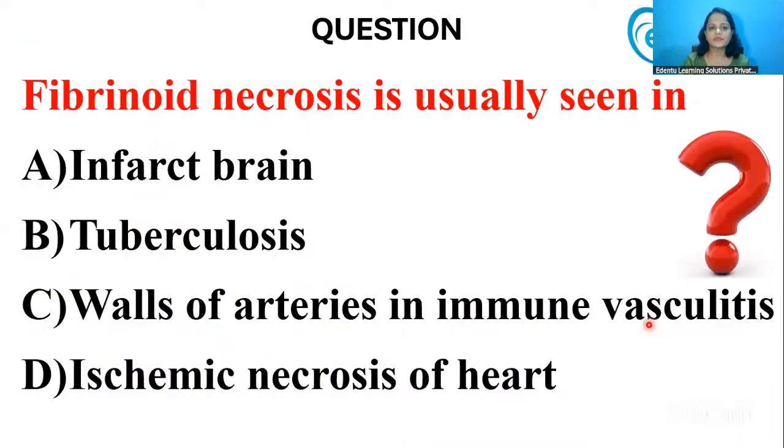Now, next question. Fibrinoid necrosis is usually seen in, where will you see fibrinoid necrosis? Okay, in the brain, usually you'll see liquefactive necrosis. In tuberculosis, you'll usually see caseous necrosis. And in the heart, you'll see coagulative necrosis. Okay, in any kind of immune complex necrosis, there you'll usually see fibrinoid necrosis.